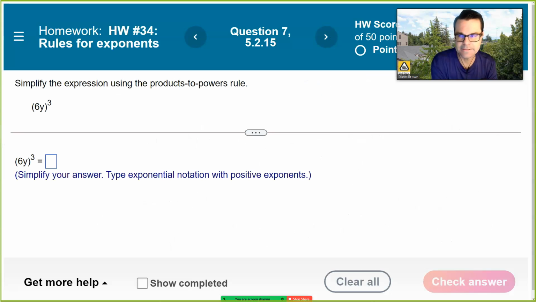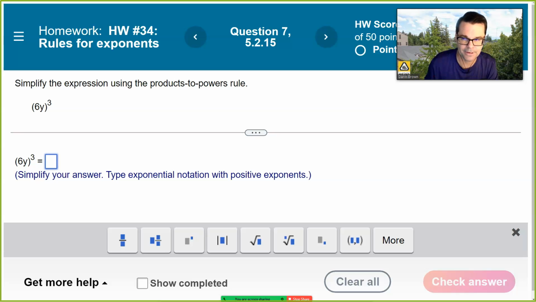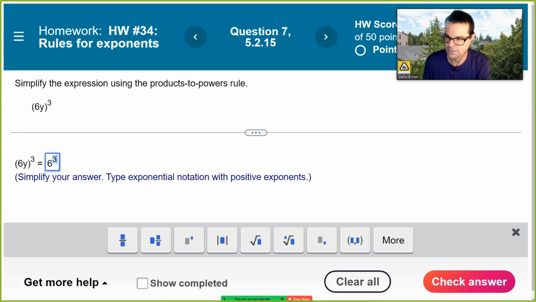Okay, here's a typical example. Now, in this case, it's not two variables multiplied together. It's a coefficient times a variable. Same idea applies. Distribute the 3rd power across. So 6y all raised to the 3rd power is 6 to the 3rd power times y to the 3rd power.